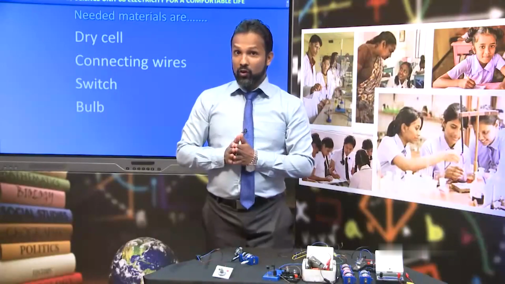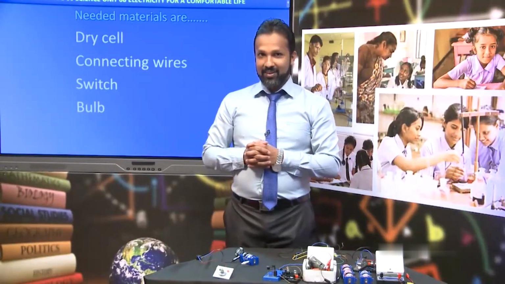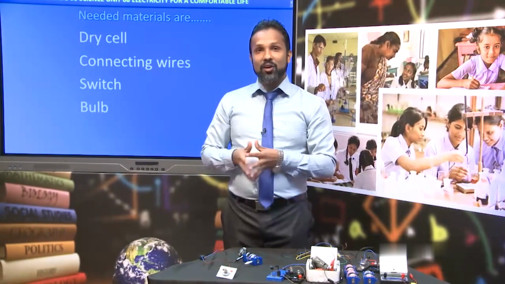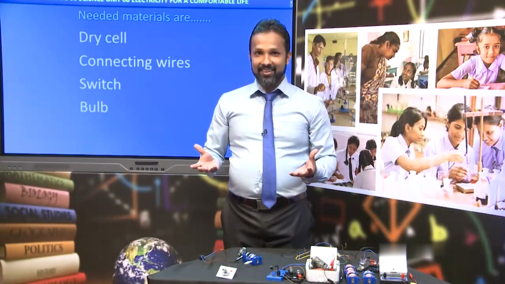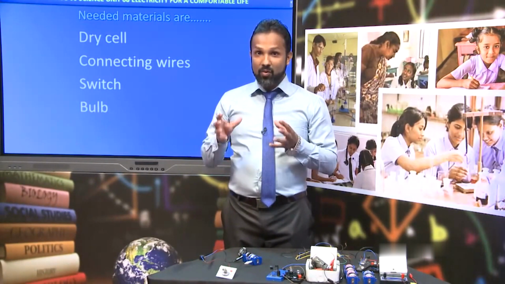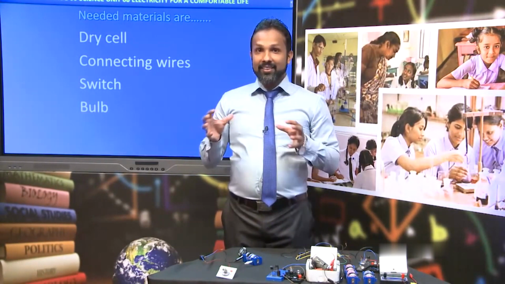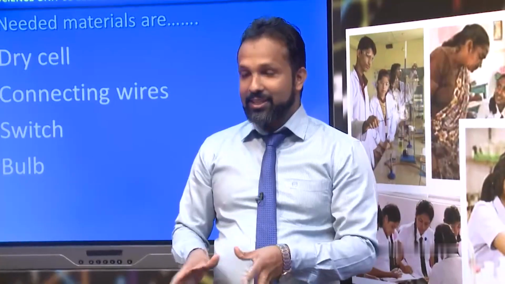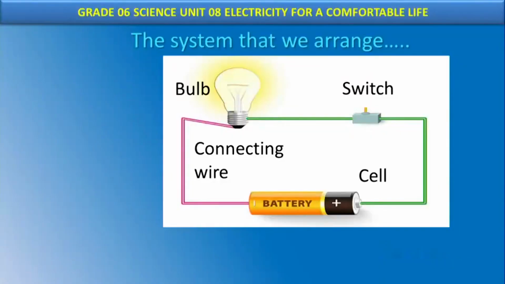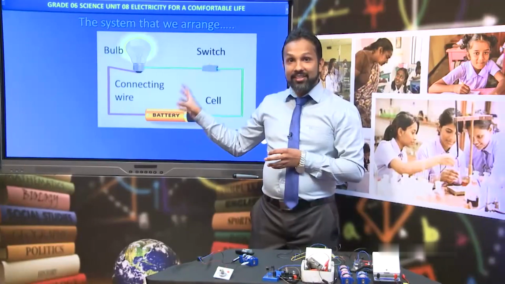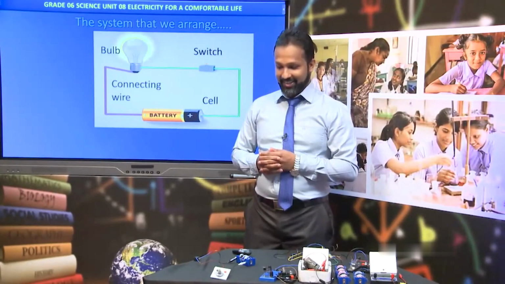How do we call such a setup? My dear children, this is called a circuit. This is a very small and simple circuit that we can prepare by using these components. Right, my dear children? This is the system that we arrange. You can watch it. This consists of a bulb, a switch, connecting wires, and a dry cell. This is called a circuit.